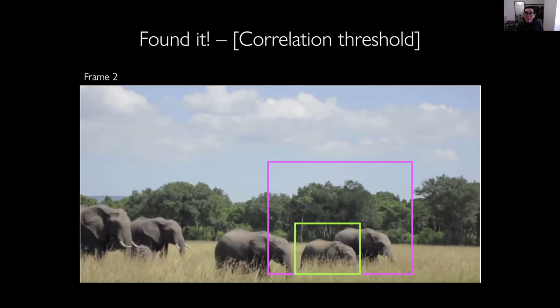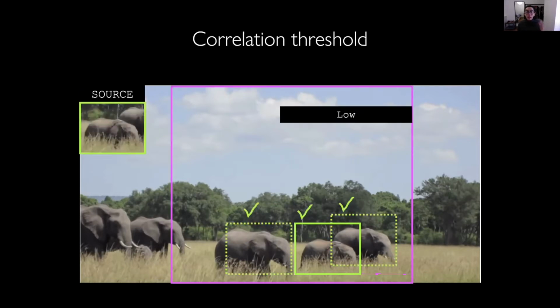Third parameter is correlation threshold. So I said we search around the search box for the point of highest correlation for our source. This parameter goes from 0 to 1. 0 being a low value, which means we are not really specific in terms of the object we are tracking, and we are flexible to objects that are similar.